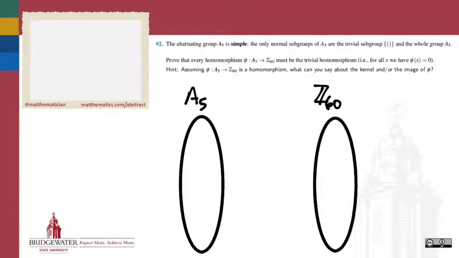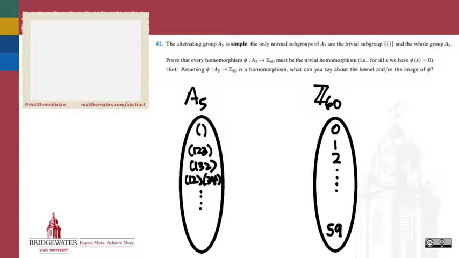Z60 is the additive group of integers mod 60, so 0, 1, 2, up to 59. Clearly not going to write all the elements. Meanwhile, A5 is a bunch of permutations. They're all even permutations. So I've got things like (1 2 3), (1 3 2), (1 2 3 4), all kinds of stuff, tons and tons.